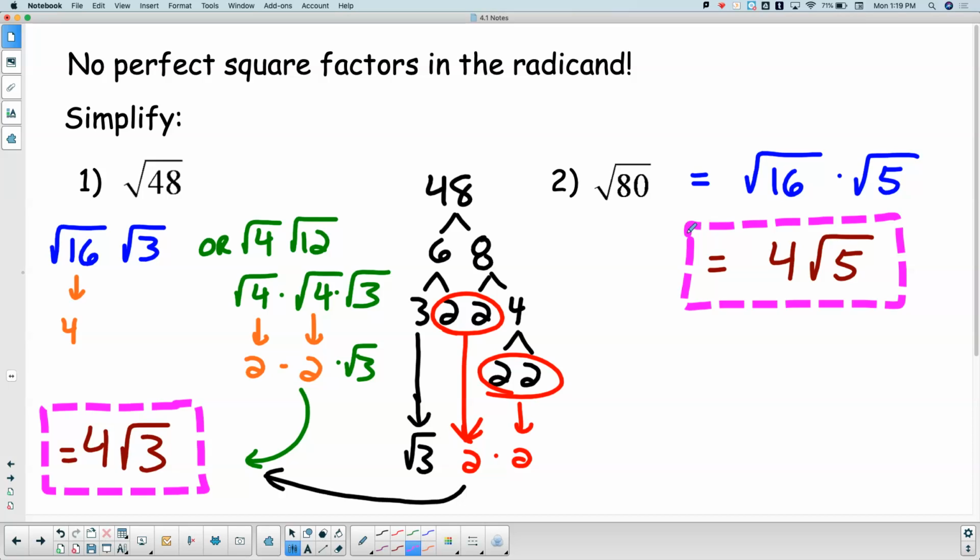I get 4 times the square root of 5. Yes? Should just be that one step. Okay? Don't care how you got there, as long as you all got there. So if you stopped at 2 times the square root of 20, you didn't make it all the way to the end. Okay?